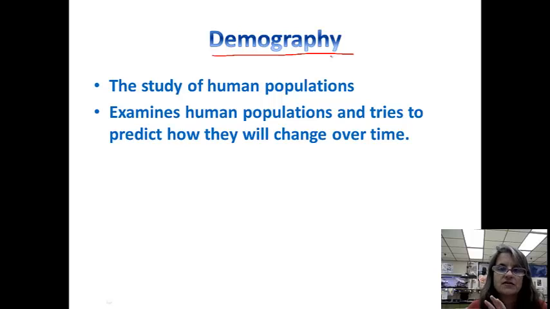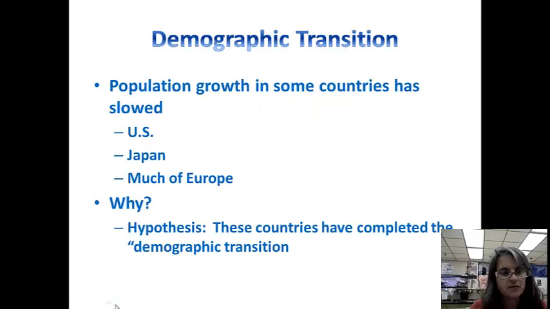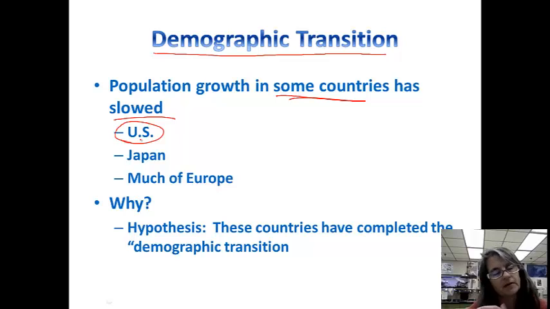Demography is the term for the study of human populations and tries to predict how they may change in the course of time. Okay. Demographic transition is a term that's kind of interesting to talk about. Population growth in some countries around the world has slowed down. For example, in the United States, population growth is pretty slow. Japan, and even in much of Europe. Okay. Question is, why? The hypothesis is that these countries have completed what is called the demographic transition.